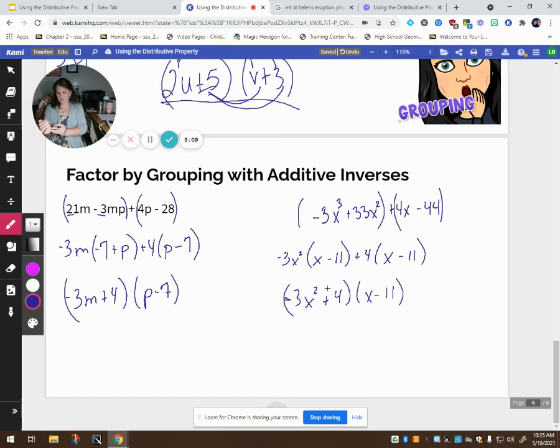Okay, so here is my final answer. I factored out a negative 3x squared. You may have just factored out a positive 3x squared and then realized that these didn't match in the end and went back and changed the sign. That's fine. So then in their factored form, I get negative 3x squared plus 4 times x minus 11.